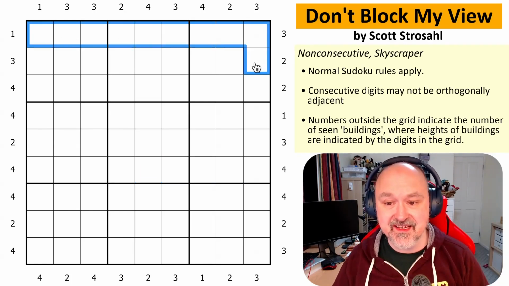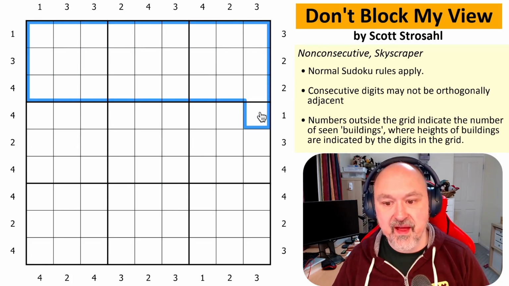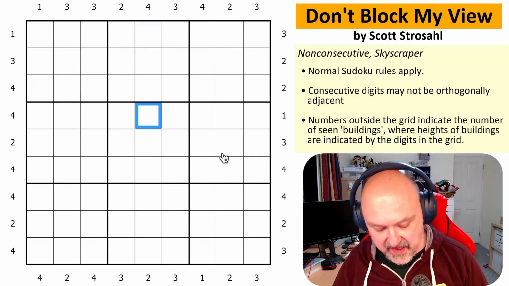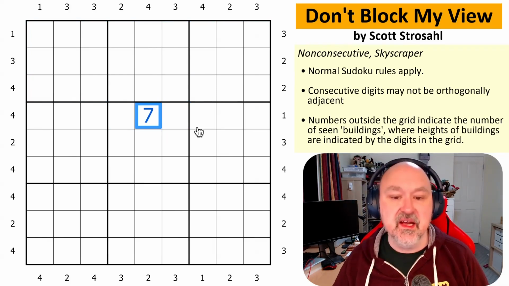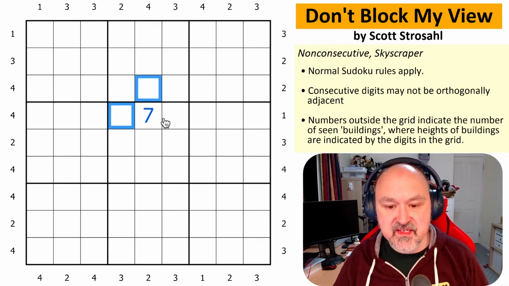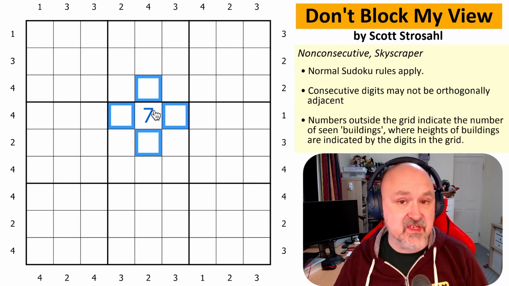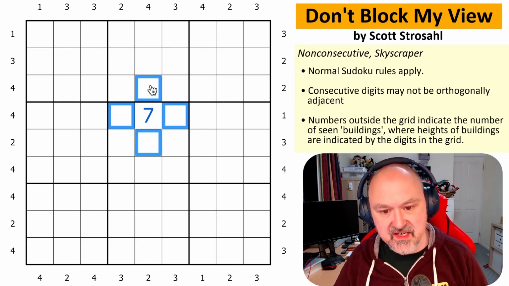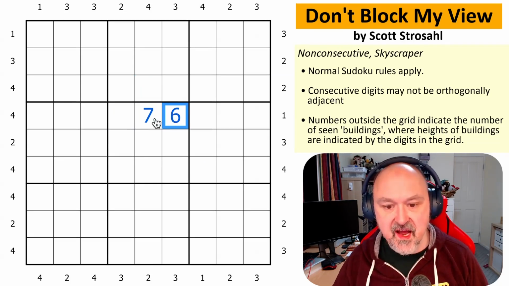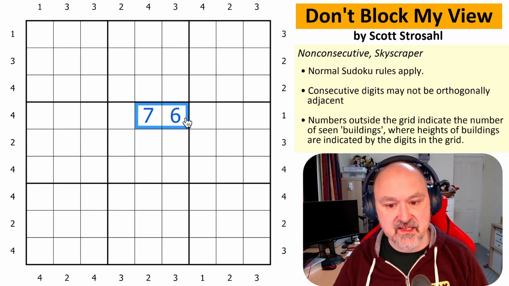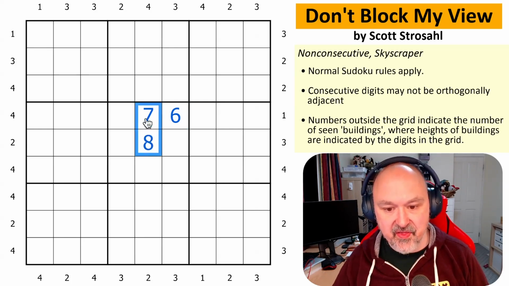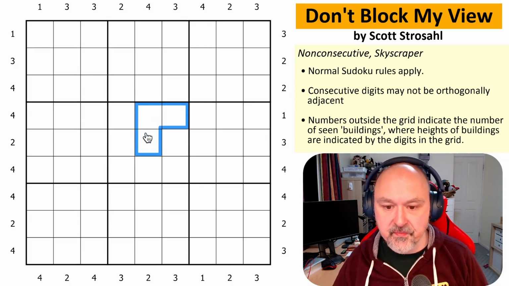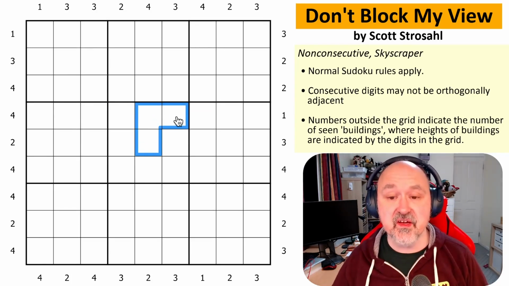this is a non-consecutive grid. So what that means is if I was to put any digit, let's pick a 7 in this cell right here, these cells here, not only couldn't they be 7s because of Sudoku rules, they also can't be 6s or 8s because you cannot have consecutive digits orthogonally adjacent to a digit. So if I was to put a 6 there, that's wrong because that is consecutive. If I was to put an 8 there, that would be wrong because they are consecutive. So they are not possible. So that provides quite a significant constraint to a grid.